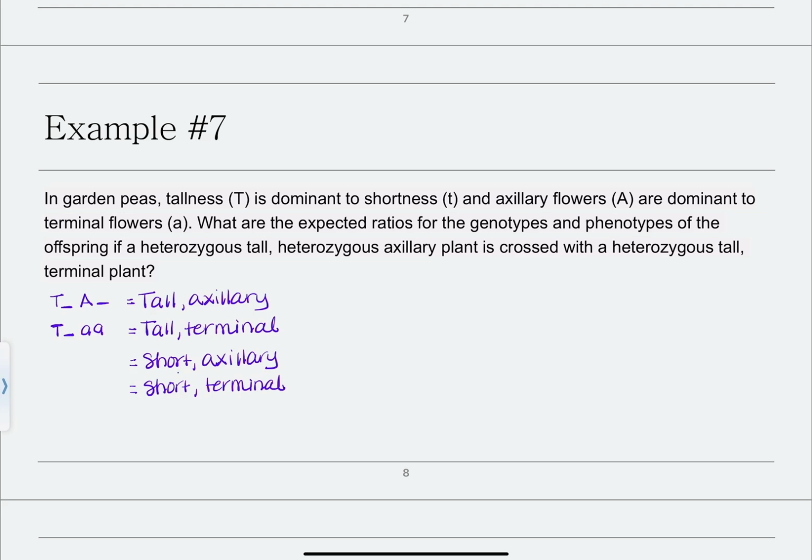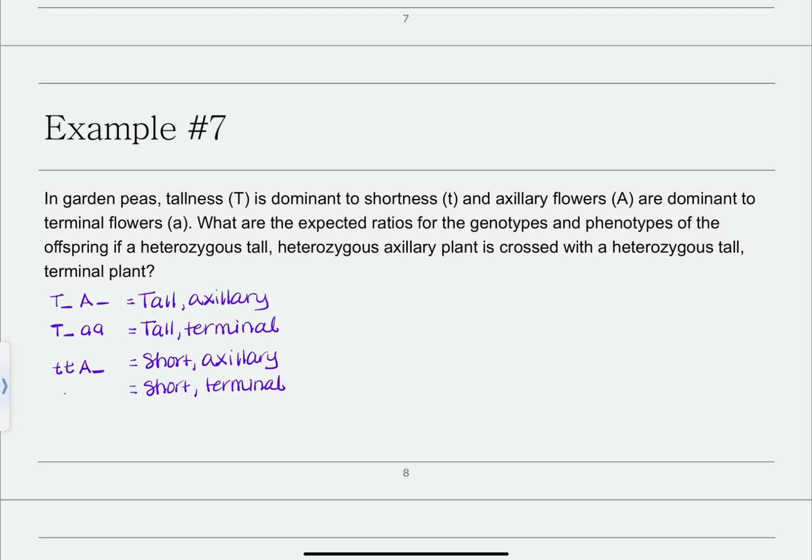So if we end up with a short and axillary plant, we know short is recessive, so in order to have this phenotype, we need both recessive alleles. And then axillary is going to be dominant to terminal. So same thing we had previously. In order to get axillary flowers, we just need one dominant allele. It doesn't matter what the second allele is at all.